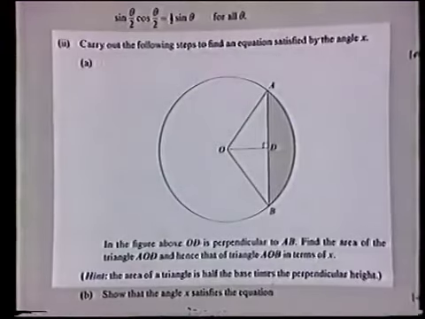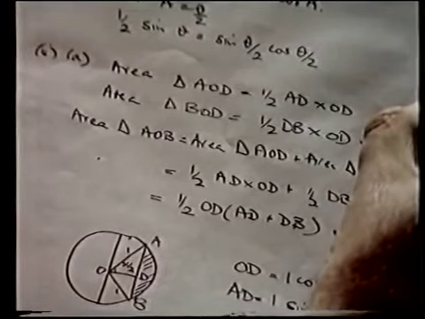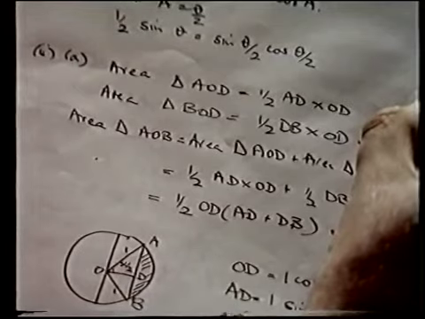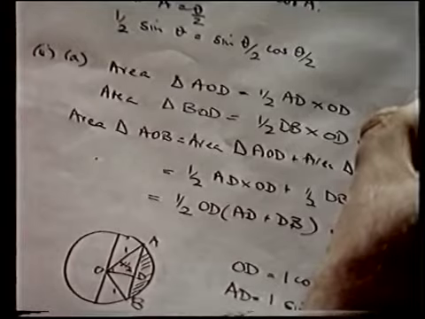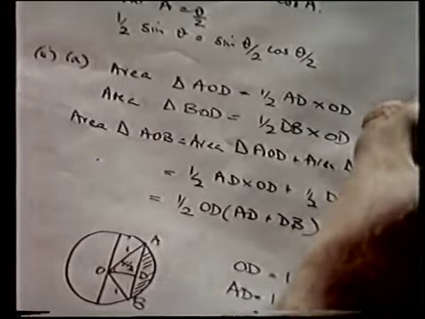Well, let's look at the next part of the question. It asks you to find the area of the big triangle AOB. Let's look at this student's script here. You see, he's done exactly what he was asked to do and found the area of the triangle AOD using the hint in the question that it's a half the base times the perpendicular height.